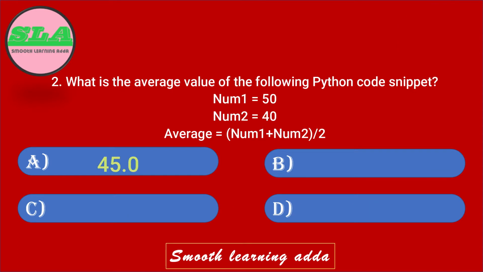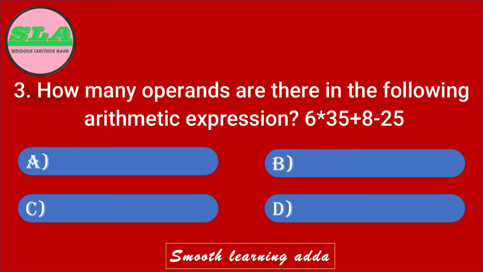Option A. 45.0. How many operands are there in the following arithmetic expression? 6 into 35 plus 8 minus 25. Your time starts now.